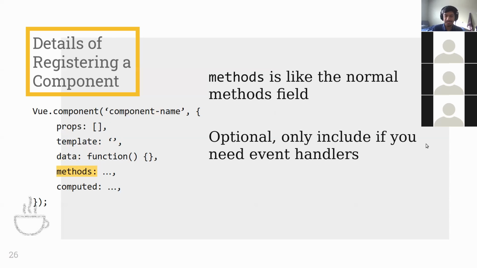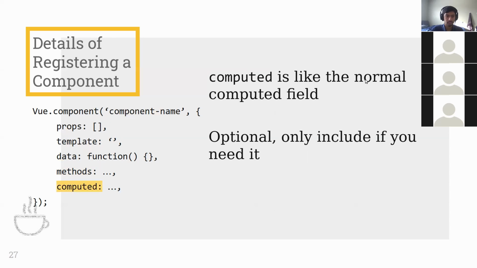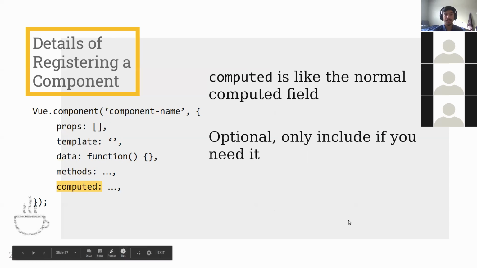Next one is methods. This is exactly like the methods in the initial Vue instance. Again, totally optional. This is really useful for event handlers. If you don't have any on clicks or v-ons, don't bother including them. Not super important. And finally, computed. Again, computed acts just like it did last week in the basic Vue instance. If you don't need them, don't include it. So you can just strike out the line, don't actually include anything here.